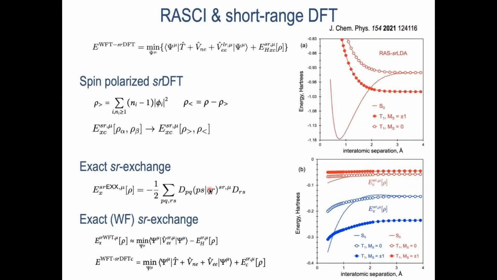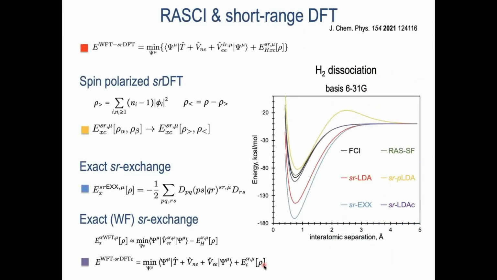And another option would be, instead of using Hartree-Fock short range exchange, redefining the exchange from the wave function in this way. So basically it is reinserting the short range into the wave function part, and then leaving DFT only to deal with correlation. And if we test now all these different options, again for the dissociation of H2, we obtain these results. So let me walk you through the different profiles.